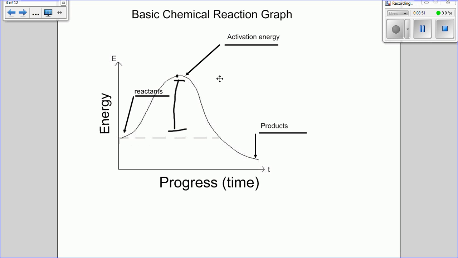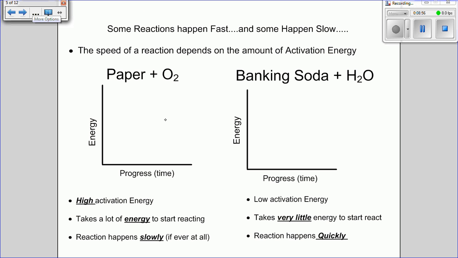So if we take this basic chemical reaction graph and look at it in a little bit more depth, we can talk about how some reactions happen faster than others, whereas some happen slower. So let's take a look at two reactions. One reaction is paper and oxygen. Believe it or not, this is something that you are familiar with, even though it may not seem it. And baking soda and vinegar. I apologize, I said water earlier, this should be vinegar.